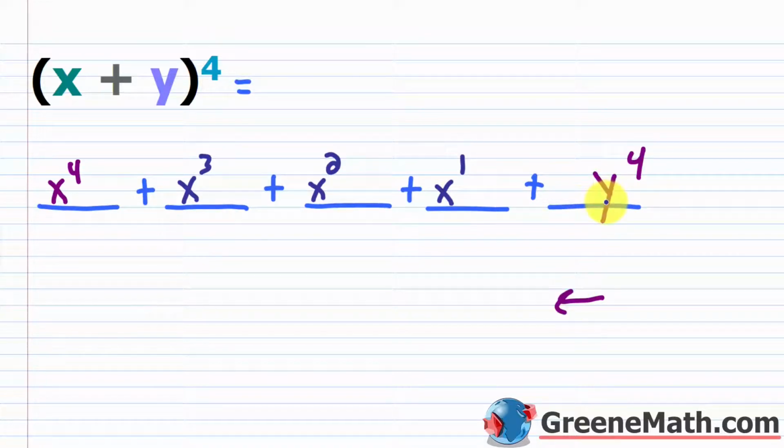Now the same thing goes for our y. Going this way, this is y cubed, y squared, y to the 1st power, or just y. And here again, it would be y to the power of 0, or just 1, so you don't have to write that.